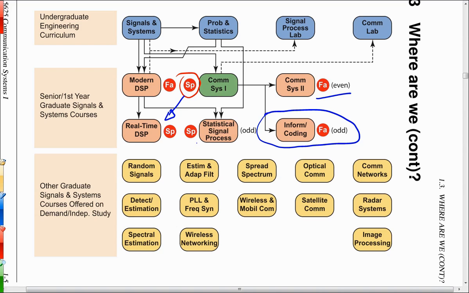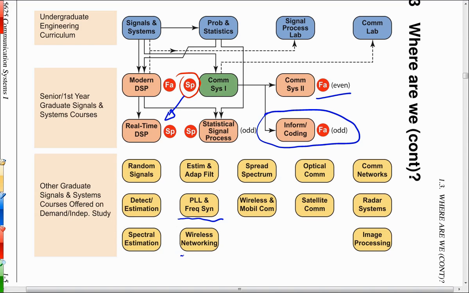And then the big class that's offered for me to teach on Monday nights is statistical signal processing. It's probably the hardest class to take and the hardest class to teach in this discipline of communications and signal processing. Other classes that are down here, like phase lock loops and synthesizers that show up in communications receivers, can be offered on demand.